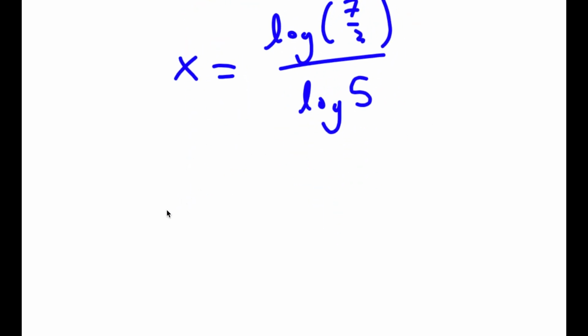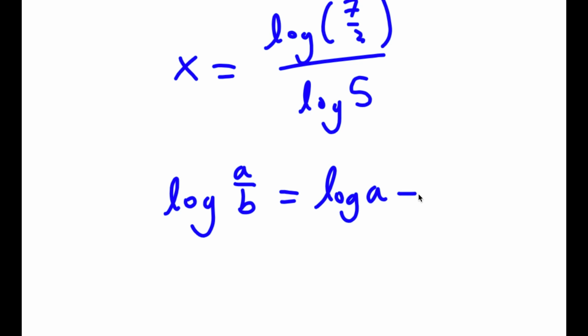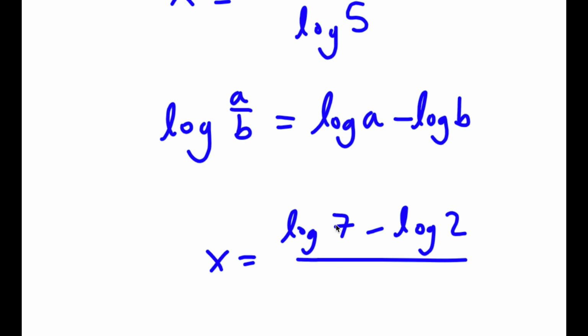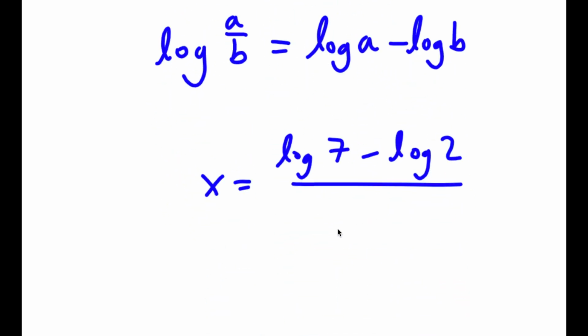Now, if I have something in the form log a over b, this is equal to log a minus log b. So in this case, log 7 over 2, that's going to equal log 7 minus log 2. And I have this over log 5.